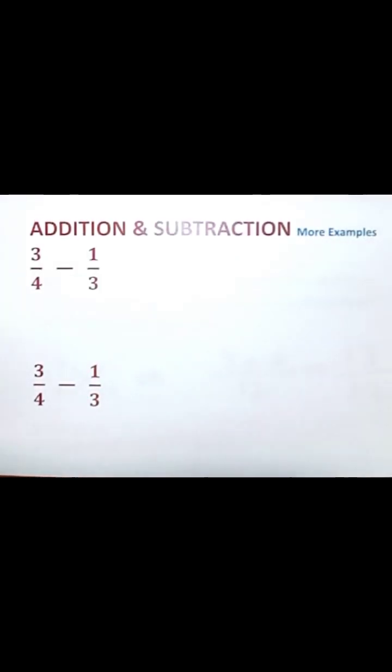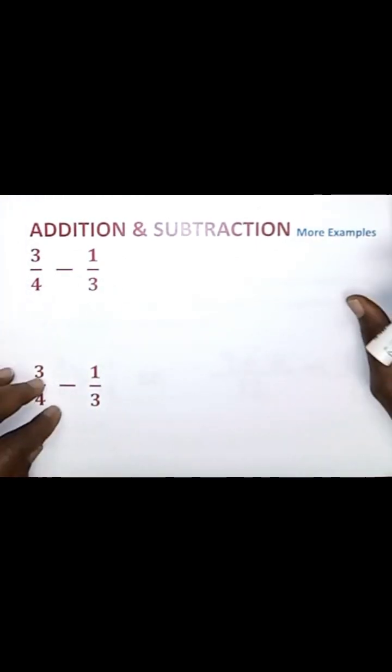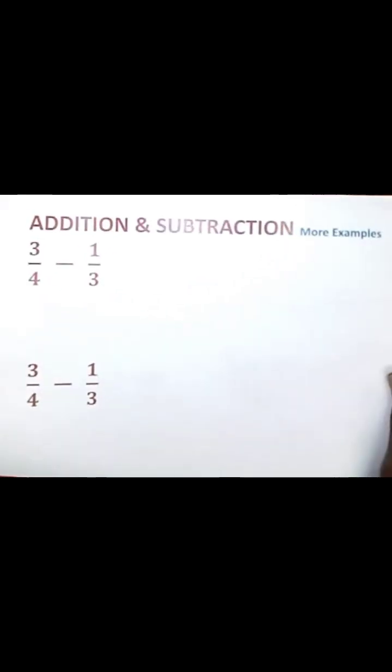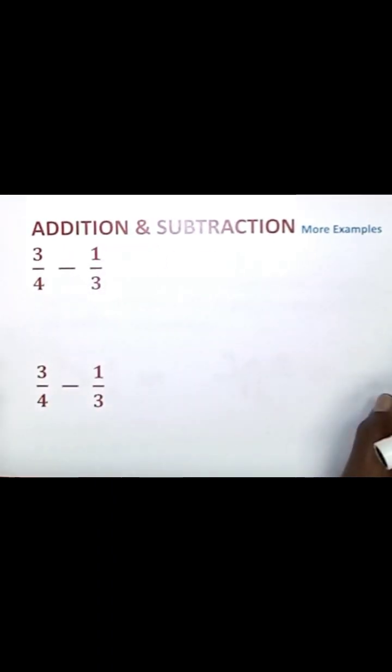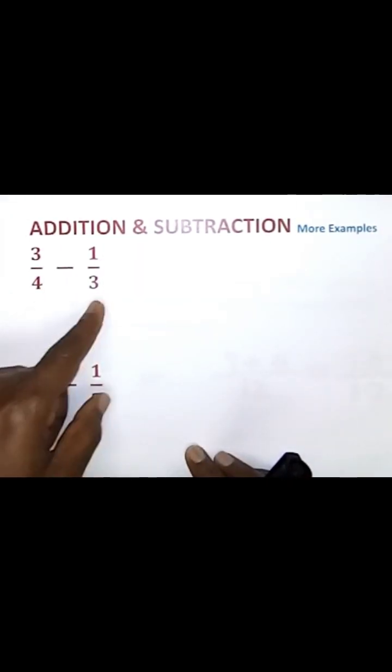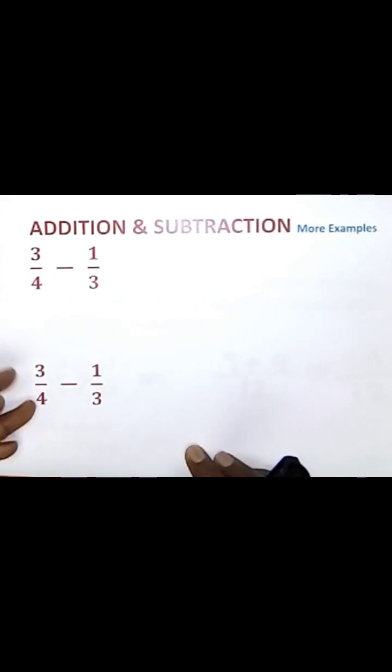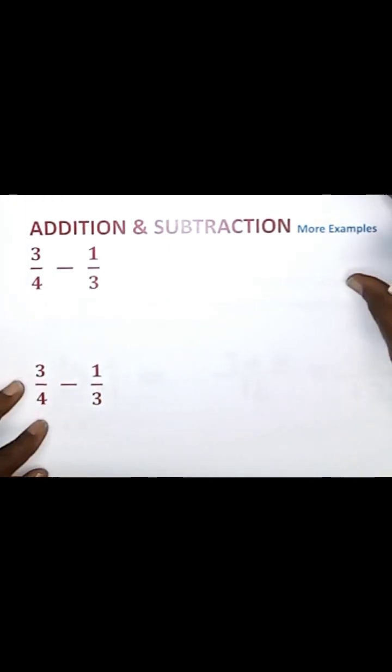I want us to do a few more examples for both addition and subtraction. We'll use the two methods, the method of finding the common denominators and the method of cross multiplying. Of course, in the previous one, we were asked to add these two fractions. In this case, we are now being asked to subtract the two fractions. And notice that these two fractions have unlike denominators. So I have repeated the question so that we can use the two methods and see if we can get the same result.